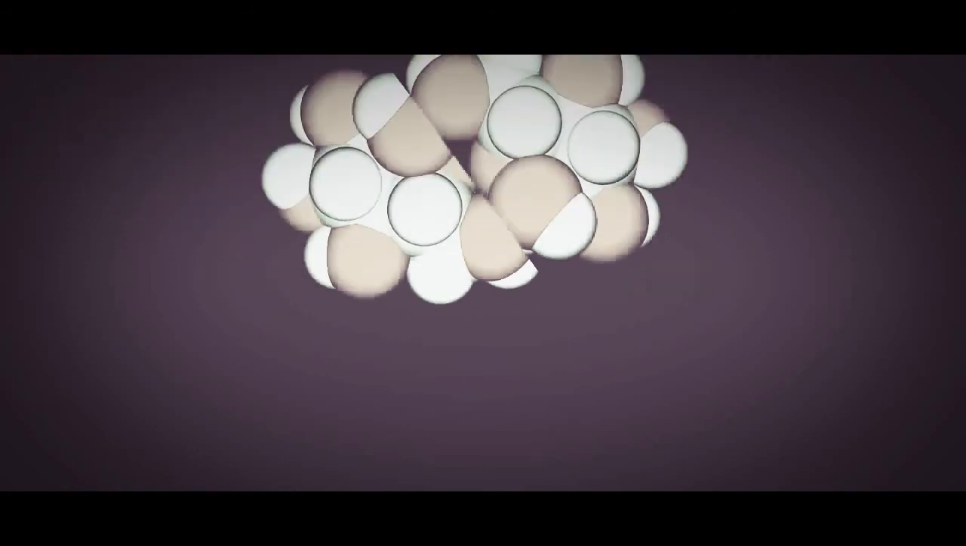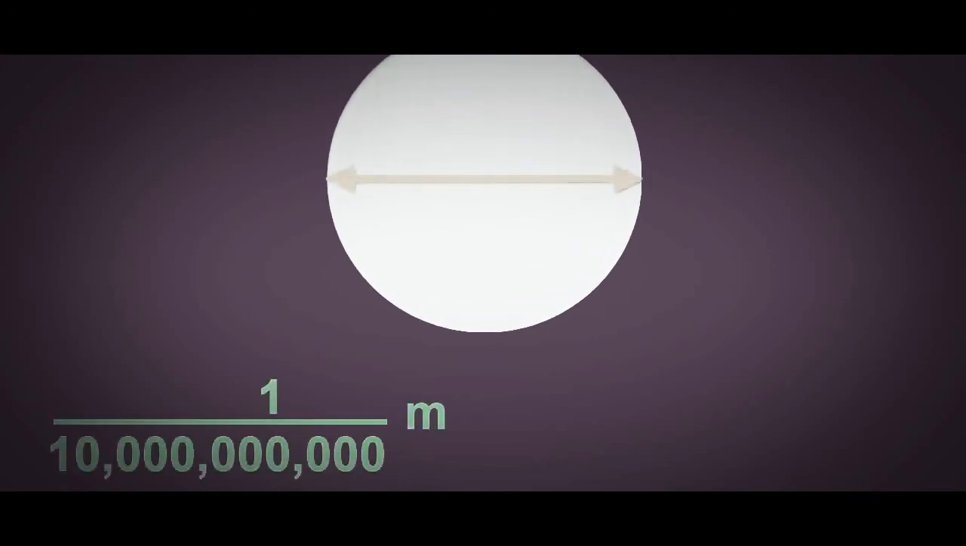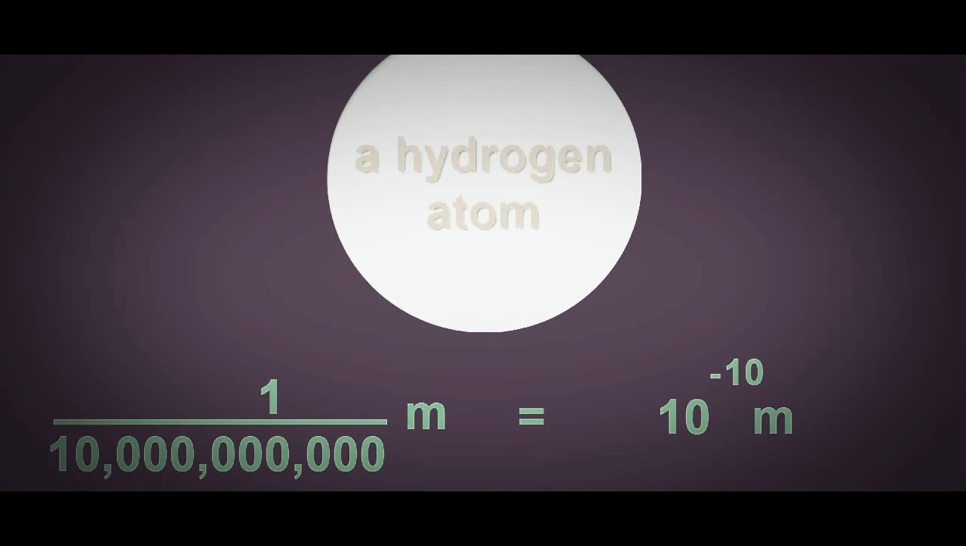Going back to our nanometre-sized sugar molecule, we can see that the white atoms are about 1/10 of its size. They're hydrogens, and they're about 1/10 of a nanometre, or 1/10,000,000,000th of a metre across. 10 to the minus 10. That's crazy small. Now we know how big an atom is.